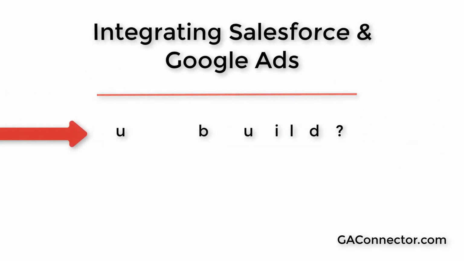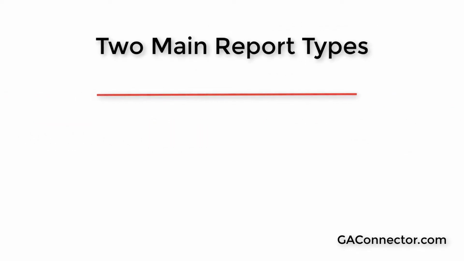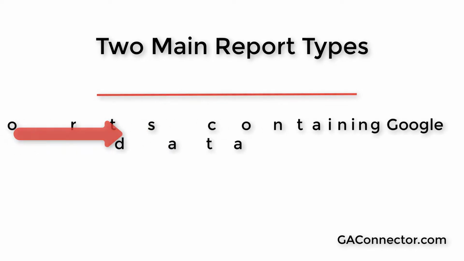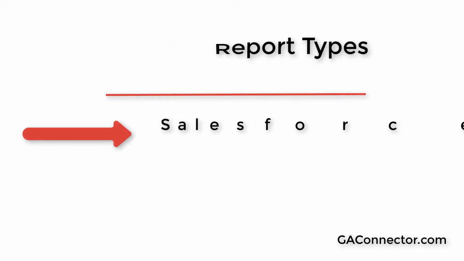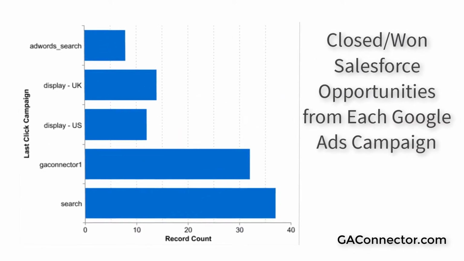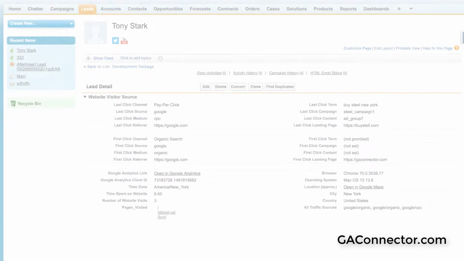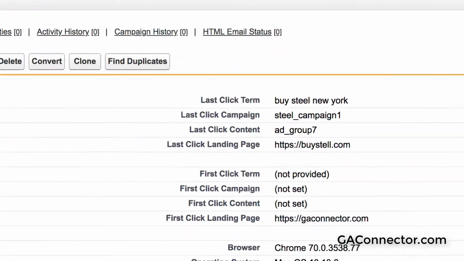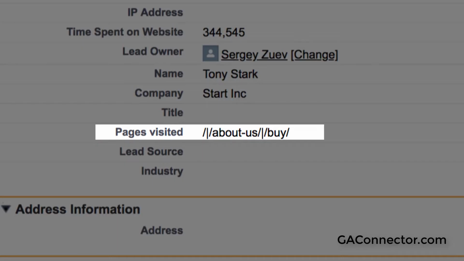So now, let's talk about the reports that you can build after integrating Google Ads with Salesforce. Setting up a Google Ads Salesforce integration lets you build two main types of reports. First are Salesforce reports and dashboards that contain Google Analytics and Google Ads data. For example, this dashboard allows you to see how many closed-won Salesforce opportunities were originated from each Google Ads campaign. And for each individual lead, you can see the Google Ads campaign, ad group, keyword, pages viewed, and more.